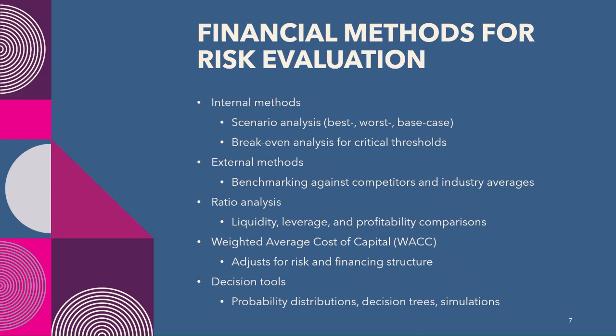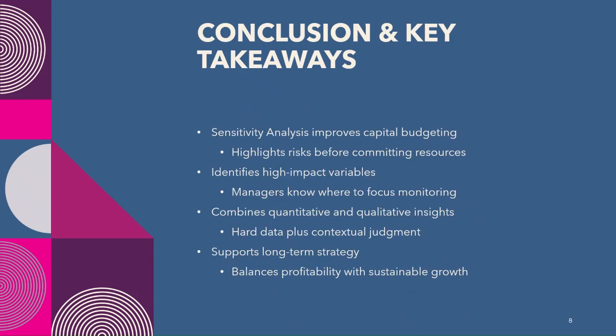Externally, they may benchmark projects against competitors or industry averages. Ratio analysis is another method where liquidity, leverage, and profitability are compared. The weighted average cost of capital also plays a role since it adjusts expected returns for financing structure and risk. In more advanced cases, decision tools like probability distributions, decision trees, and simulations can be applied to model uncertainty.